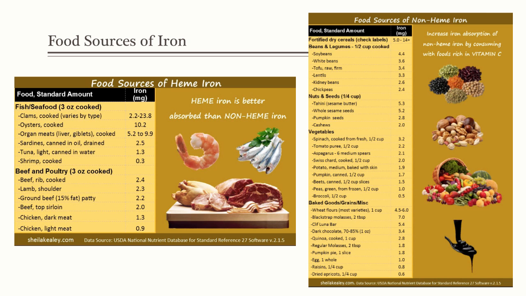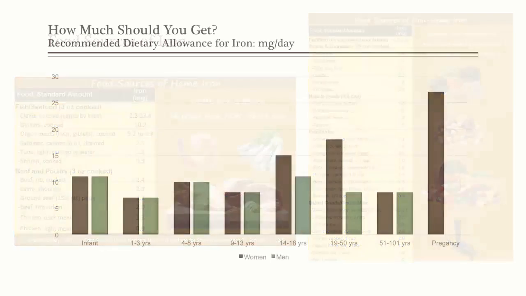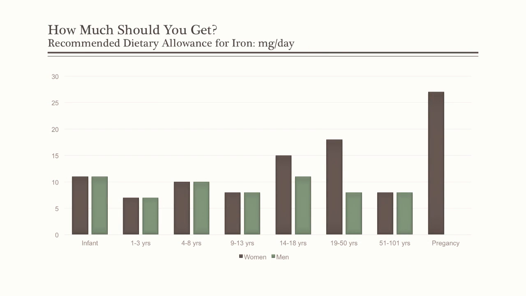Now that we know how to get iron into our bodies, how much does your body actually need? Take a minute to look at this graph. This graph shows how much iron is needed throughout the lifespan according to gender. Females are marked by the brown/purple color and males are marked with the green color. You can see that the needed amount of iron varies quite a bit during different stages of the life cycle.